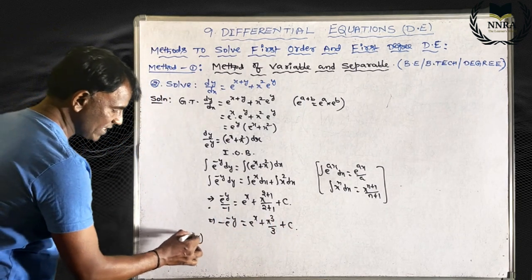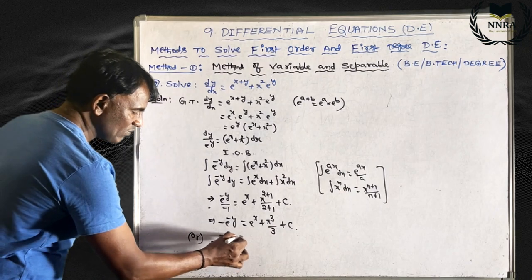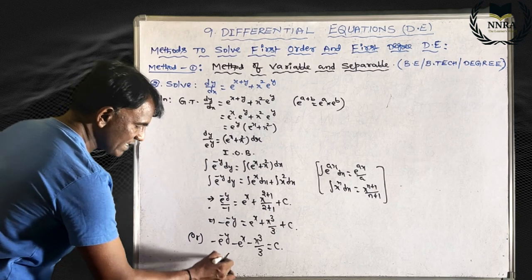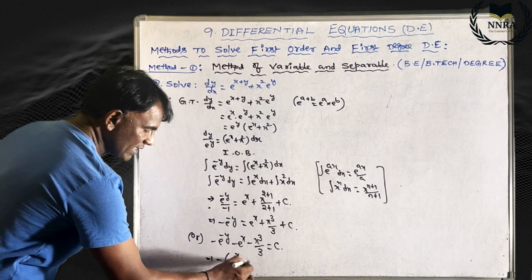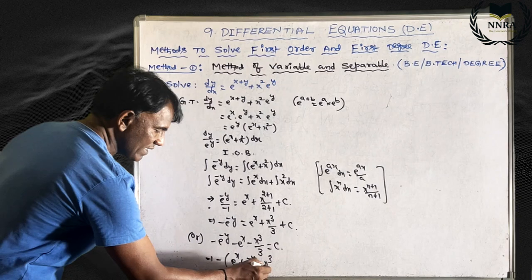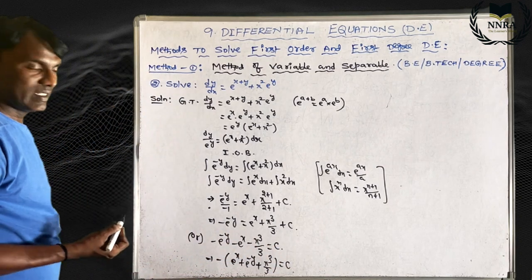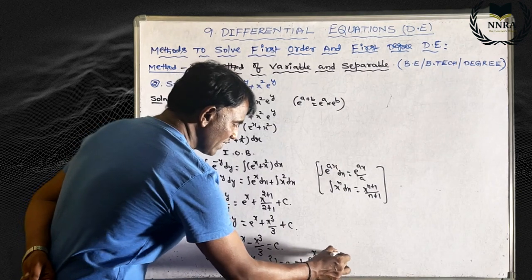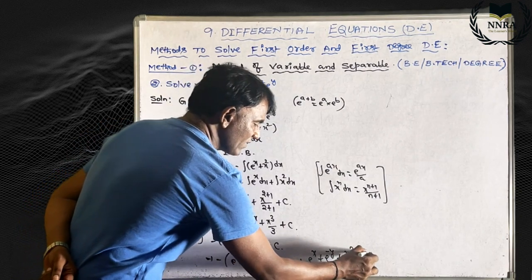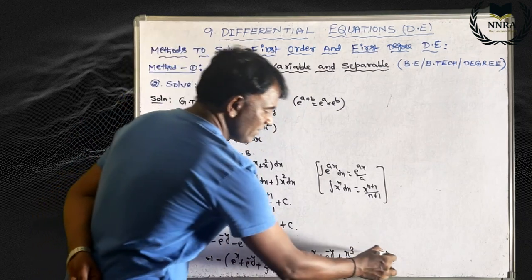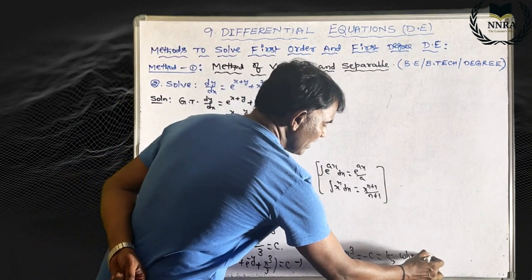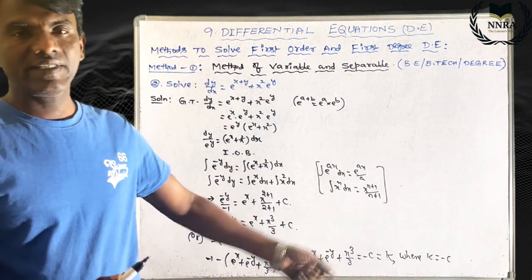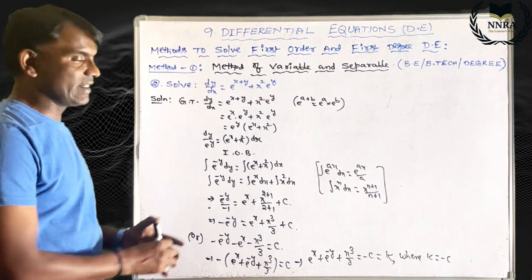Or if you want one more step, minus e power minus y minus e power x minus x cube by 3 equals c. And here minus is common. What is the remaining? e power x plus e power minus y plus x cube by 3 equals constant. Now multiply with the minus. Then how much do we get here? e power x, e power minus y, x cube by 3 equals minus c, that equals k, where k equals minus c. So minus c constant, k is also constant. Because of that reason we represented it by k. So this is the final solution.